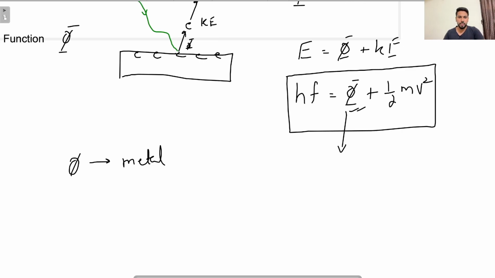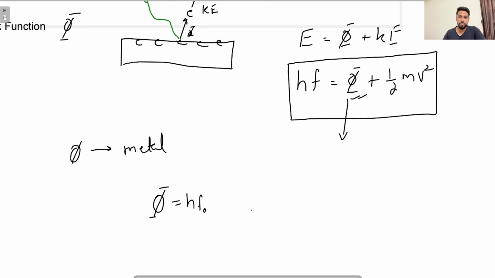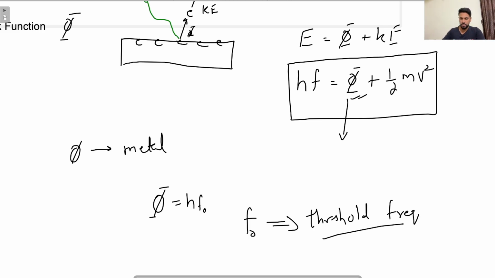Now, the work function is also energy. Now what is the minimum frequency that is required to eject the electron? To find the minimum frequency, the work function is equal to hf naught. Here f naught is known as the threshold frequency. Threshold frequency is the minimum frequency required to eject the electron outside the metal.